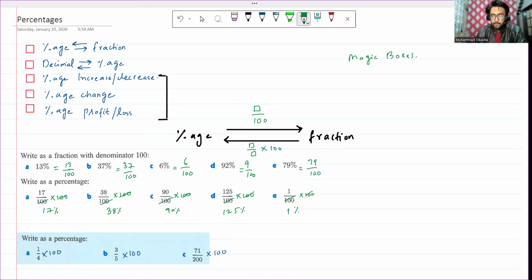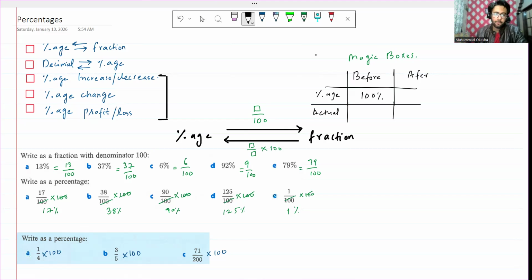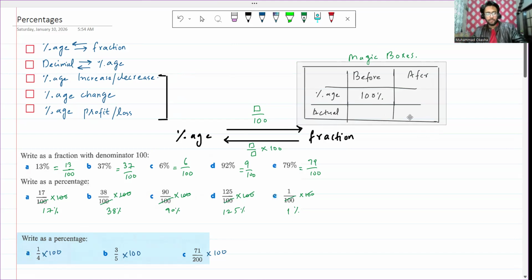Remember the basic pattern of the box. Here's what the box looks like. You'll write before, you'll write after, you'll write percentage, and you'll write actual. And for before, the percentage is 100. This is the magic pattern, that magic box that you need to learn. Once you learn that, all of these questions, percentage increase, decrease, percentage change, percentage profit and loss, will be easy peasy. Let's see how these boxes work.